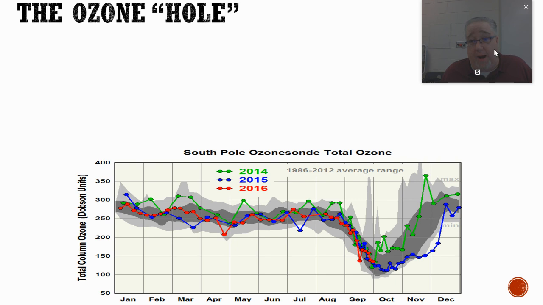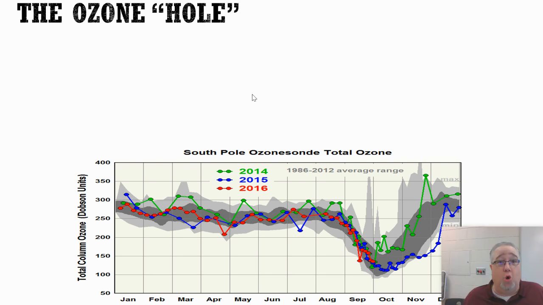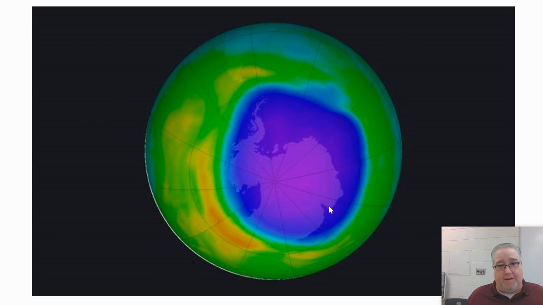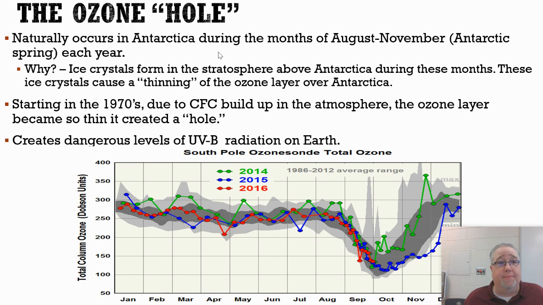Now, what this can generate is something called an ozone hole. Above the Antarctic, down on the continent of Antarctica, the ozone layer has become extremely thin, to the point where it's basically non-existent in certain areas. Here's Antarctica, this big blue area here. This is the ozone depletion that we're talking about.